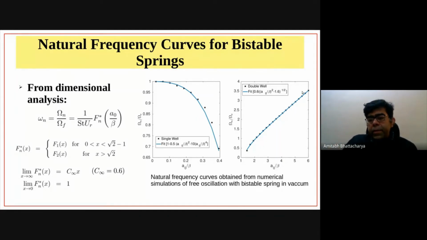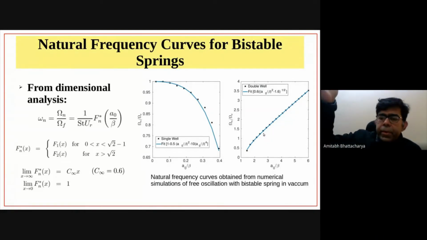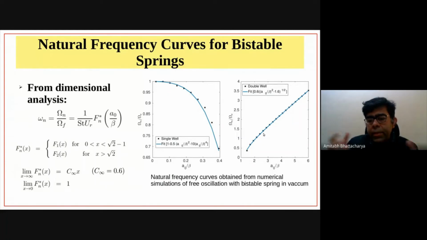the natural frequency omega n divided by the linearized natural frequency also increases. That makes sense, because as my distance increases, my potential becomes steeper and steeper, and my spring, on average, is becoming stiffer and stiffer. And obviously a stiffer spring should give you a much higher natural frequency.